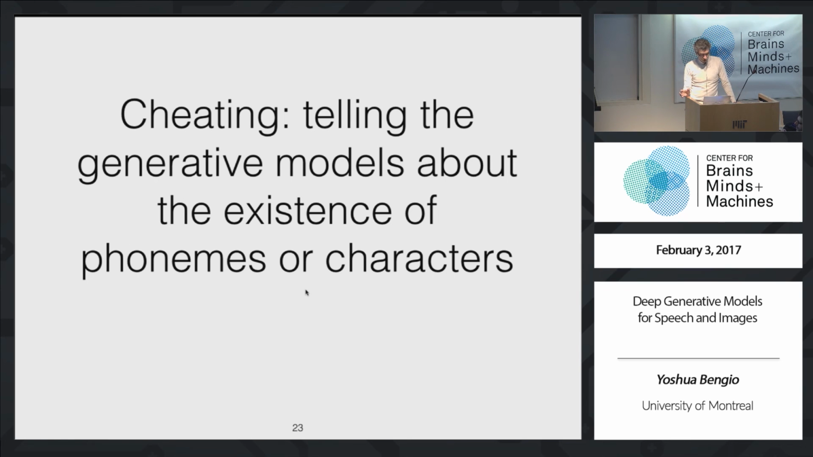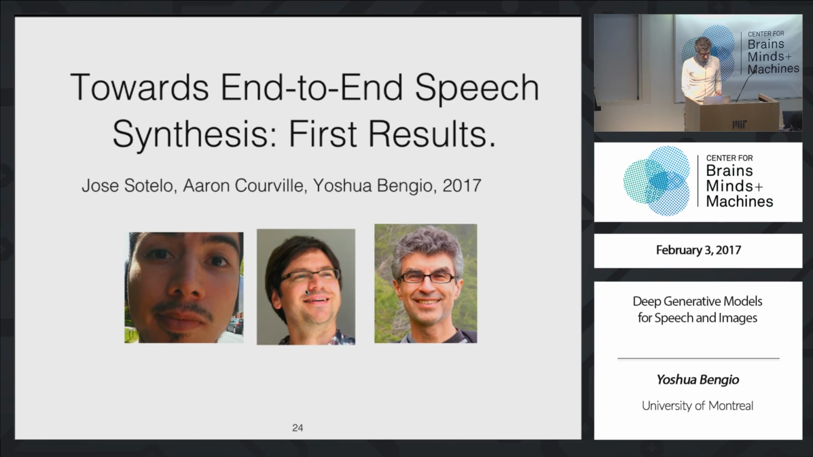So now I'm going to move on to the conditional case, but keep in mind that in principle, those recurrent nets should be able to capture the full joint distribution, including at the linguistic level, and they're not. So we're going to be cheating and telling them about the existence of phonemes and ask them to generate conditionally on phonemes. So that's another recent paper, I guess, to appear. And this is led by another student, Jose Sotelo.